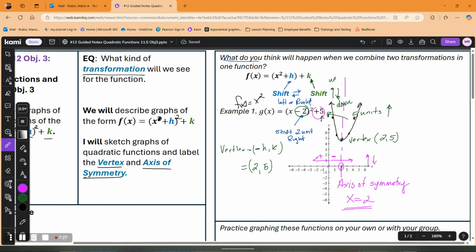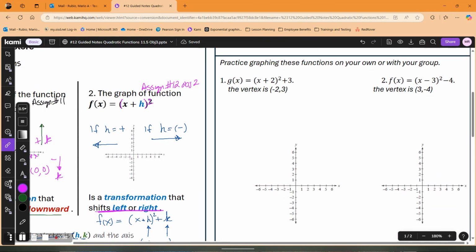Okay, and that's it. Good luck with these practice problems. Try to work on these two on your own and figure out if you can identify why the vertex is (3, -4) and (-2, 3). Okay, good luck.